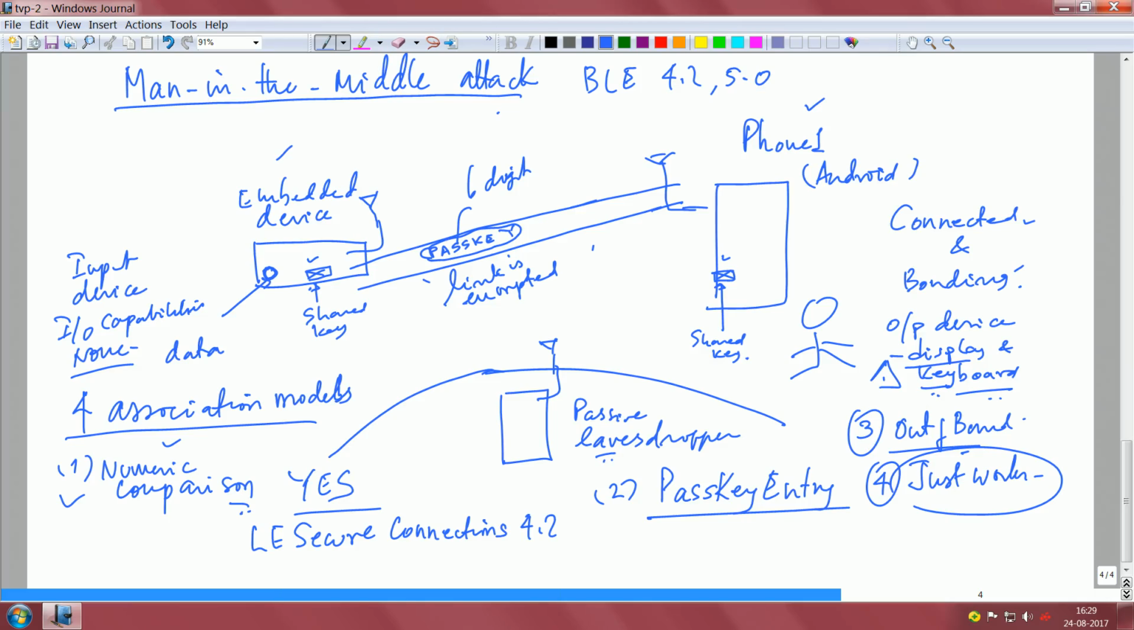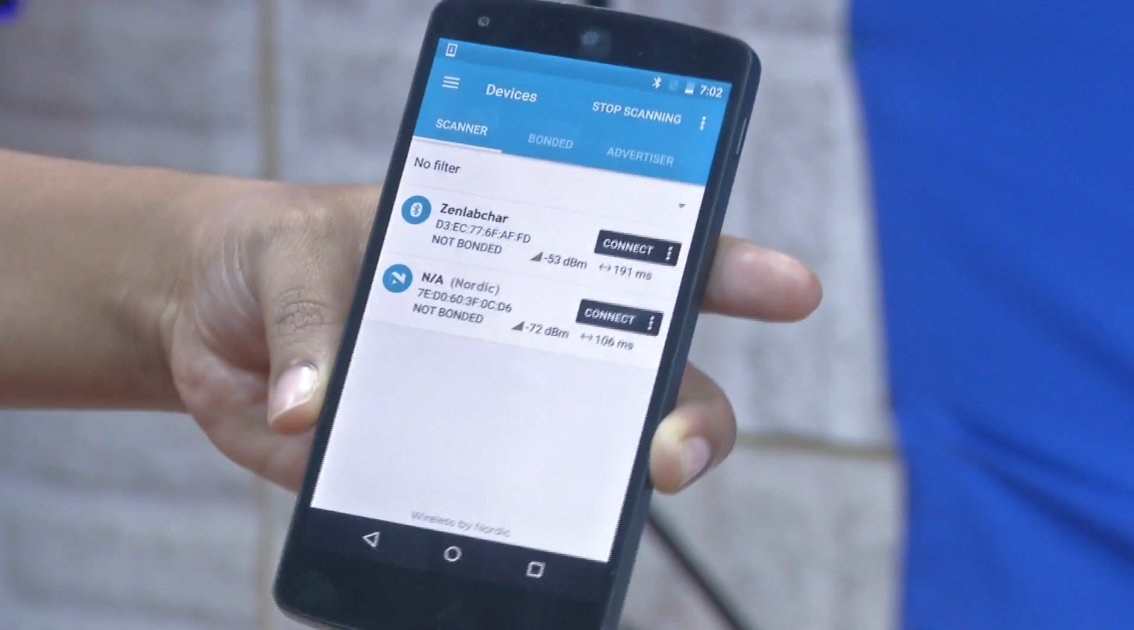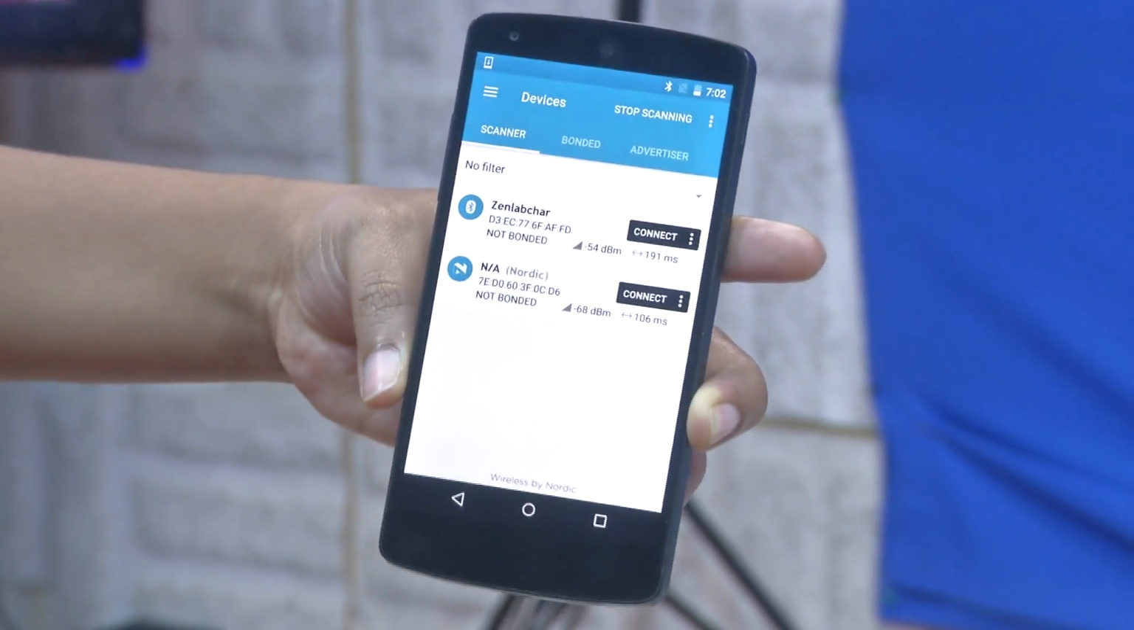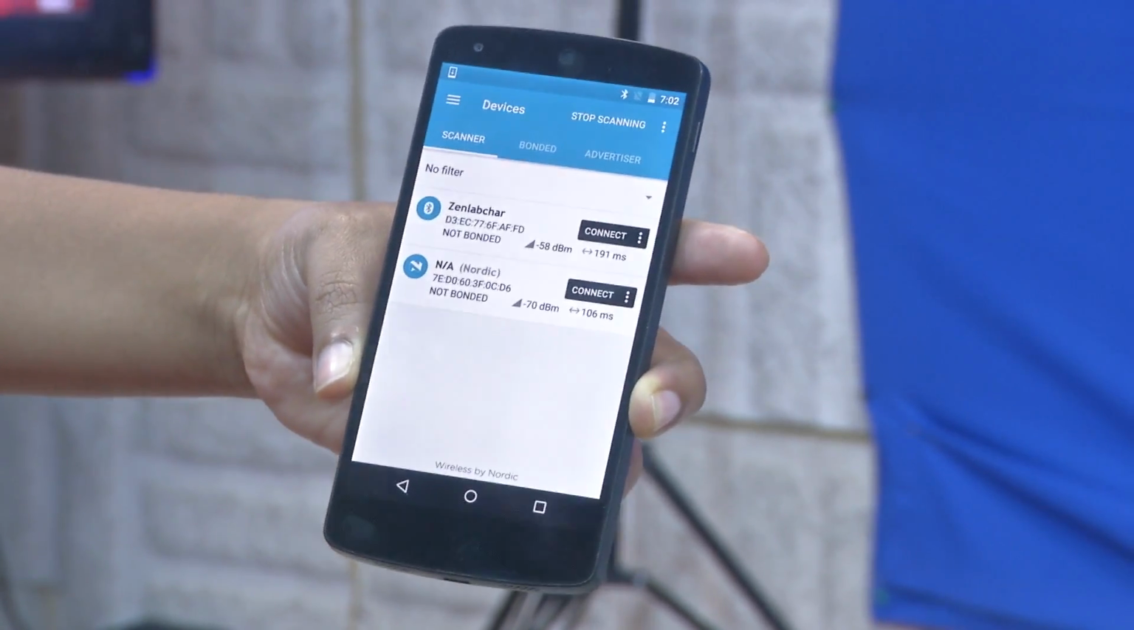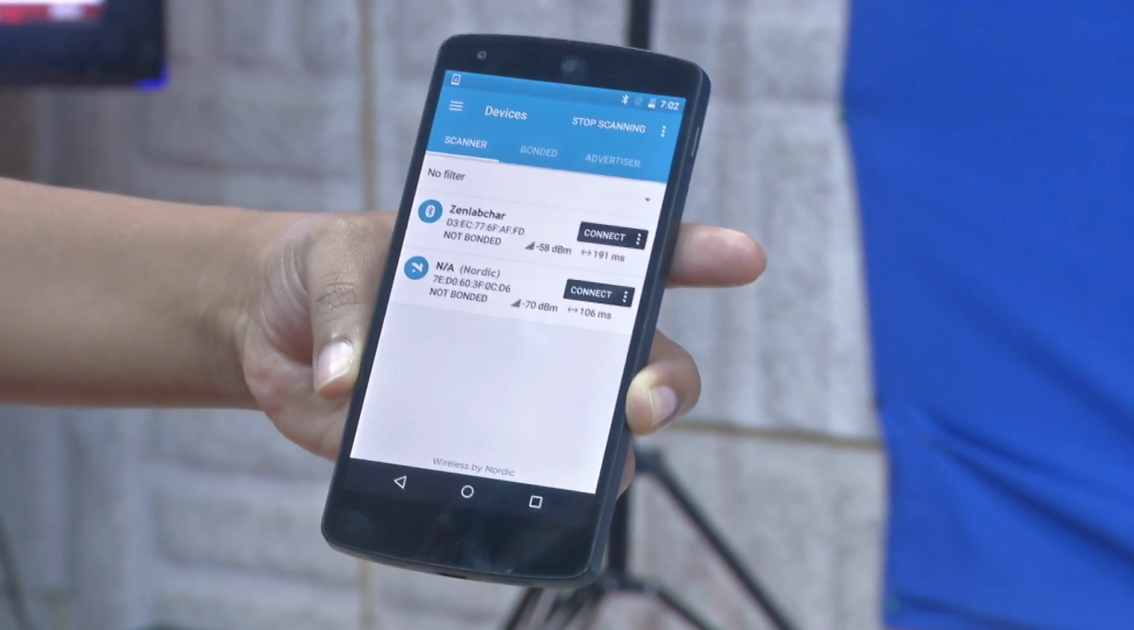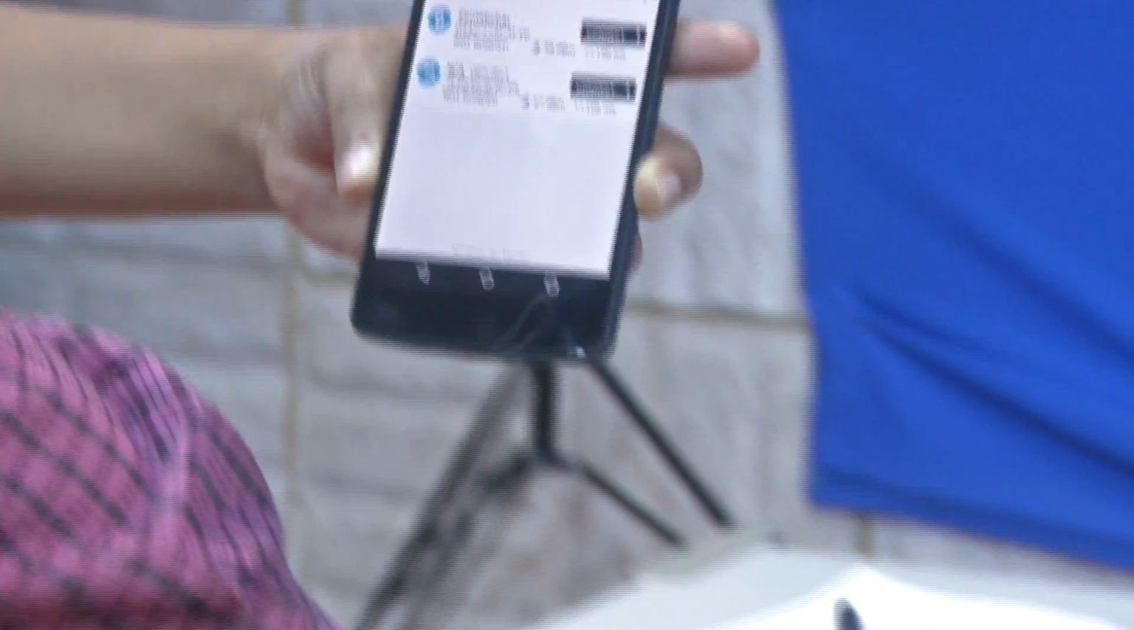The numeric association model and all that were not available in the previous version, so again I do not want to get into those details. So let us see a demonstration of this passkey where the input device has no capability, but on the other side the IO device has a display and keyboard. So this is a demonstration of a certain data that we are interested in obtaining from this embedded device.